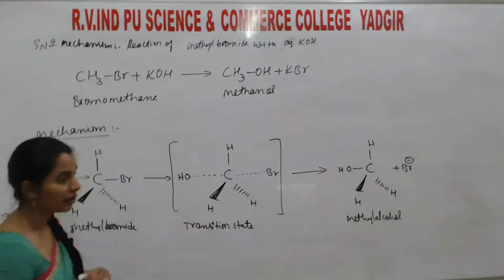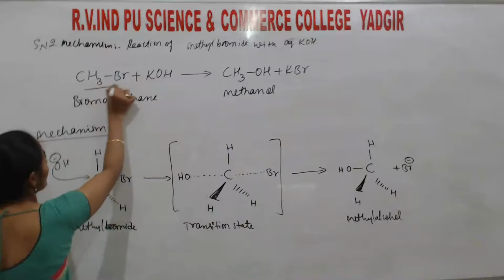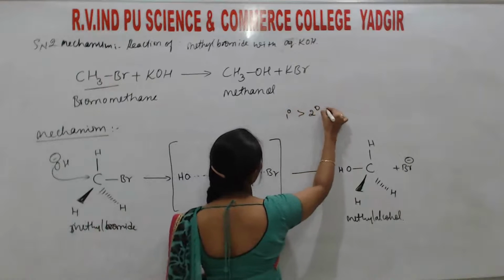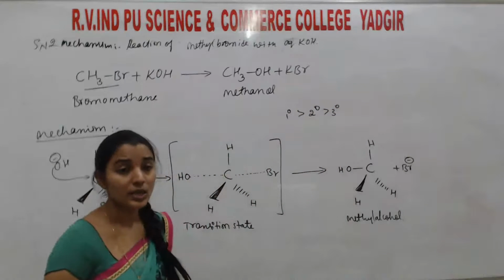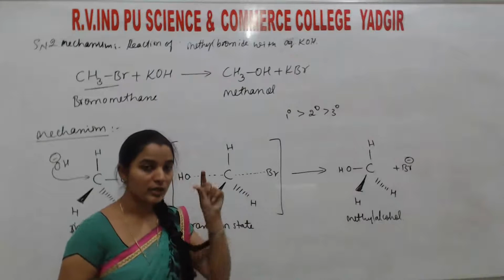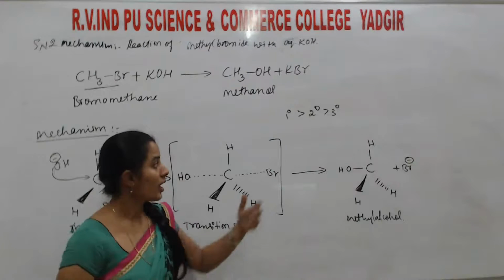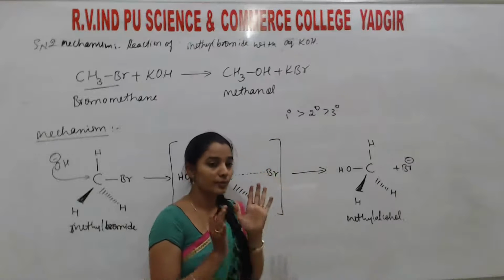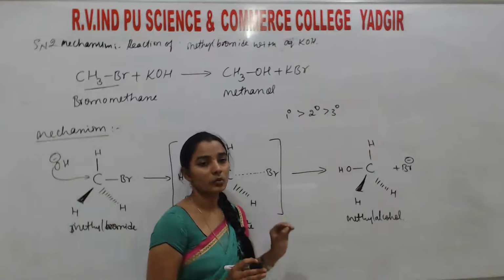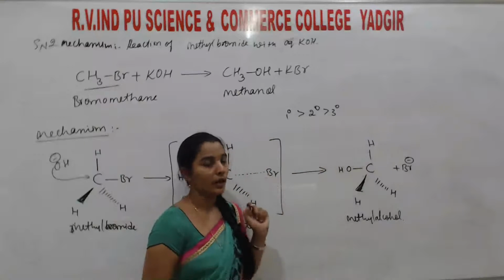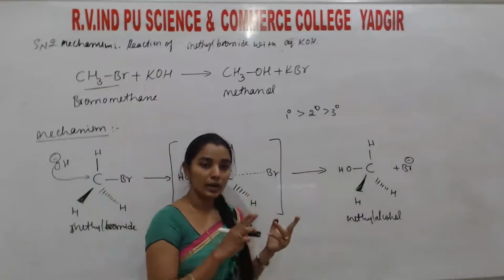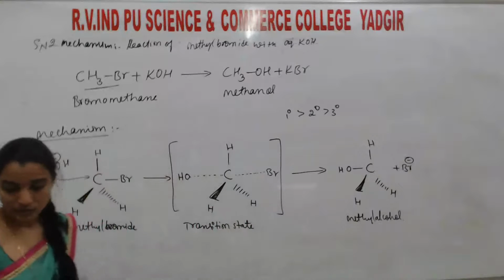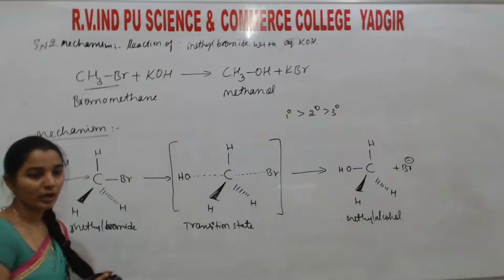Understood? And the order of a second order reaction, as I told you, this is a primary alkyl halide. So the reactivity order is primary, secondary, and tertiary. The SN1 mechanism is favored in tertiary, secondary, primary. That is the order. And the SN2 mechanism is favored in primary, secondary, tertiary. Means if primary is there, that is SN2 mechanism only. If tertiary is there, that is SN1 mechanism. This secondary, it may be either SN1 or SN2, in between. Understood? So this is all about SN1 and SN2 mechanism.